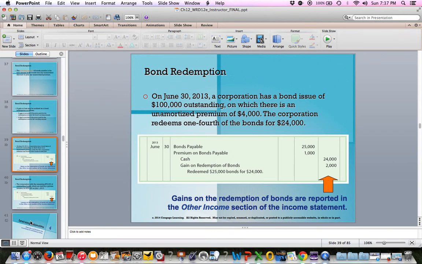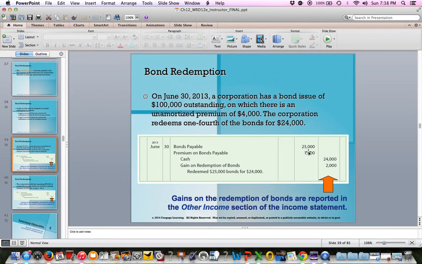Bond redemption. Let's talk about how we're going to redeem a bond. The corporation that issued bonds earlier is now going to redeem them and basically buy them back. So on June 30, 2013, we had issued bonds of $100,000, with an unamortized premium of $4,000. Basically, the corporation redeems 1/4 of the bonds for $24,000. And so you can see we're going to credit cash for $24,000. We'll debit the premium for $1,000. It's basically 1/4 of the bonds, so 25% of the premium is $1,000.